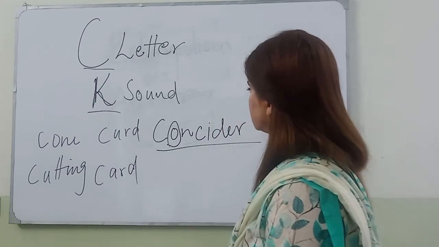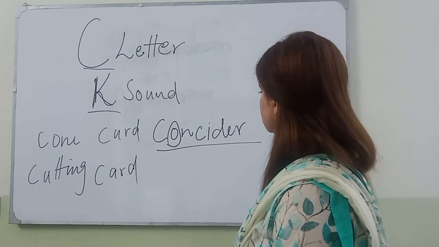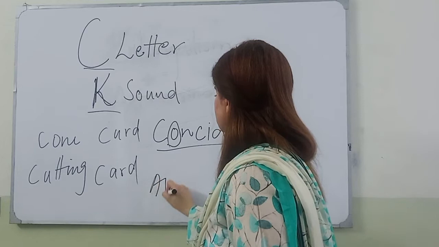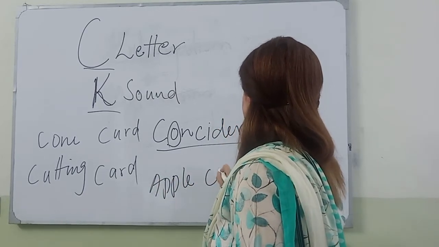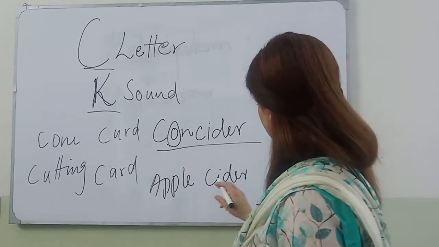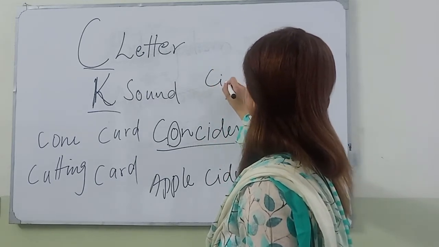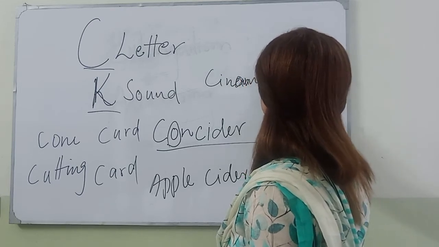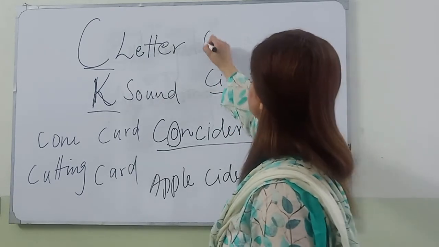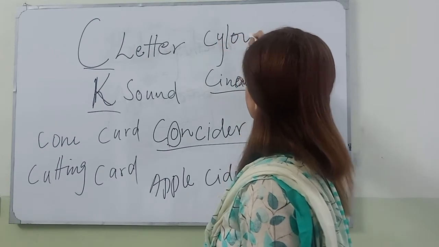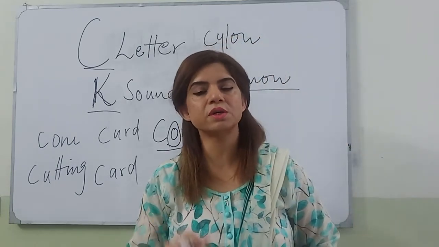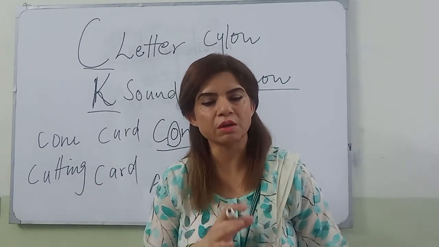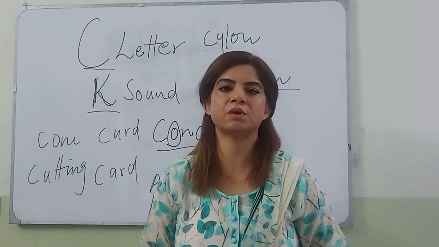I forgot the words. Cider. Apple cider. Like the word is apple cider. And cinnamon. Cinnamon. Ceylon. If you see the letters I and Y after C, it will be pronounced as a soft C sound.